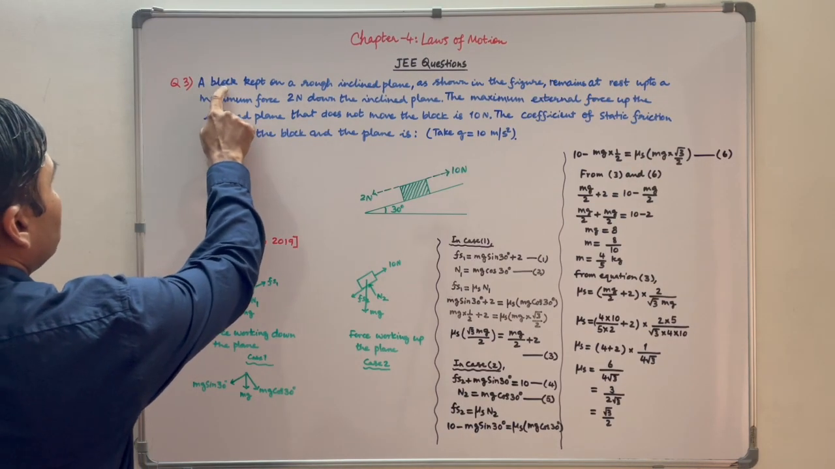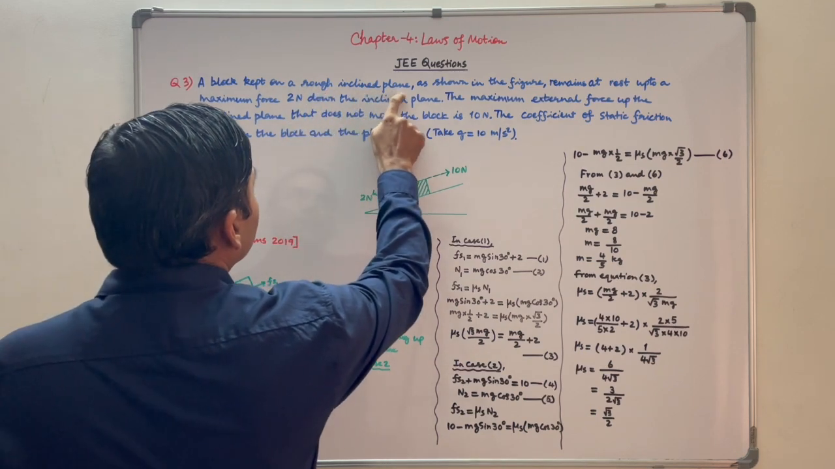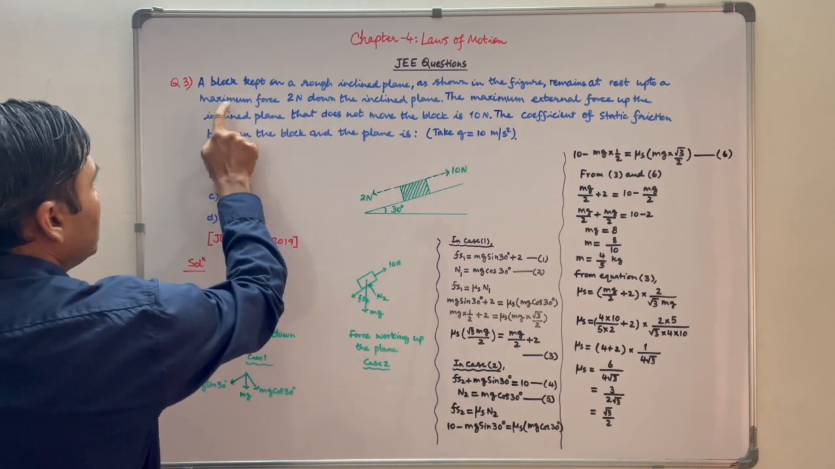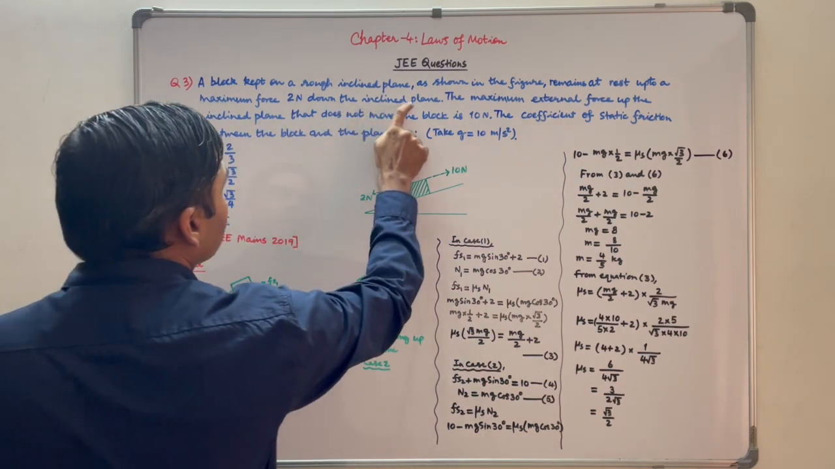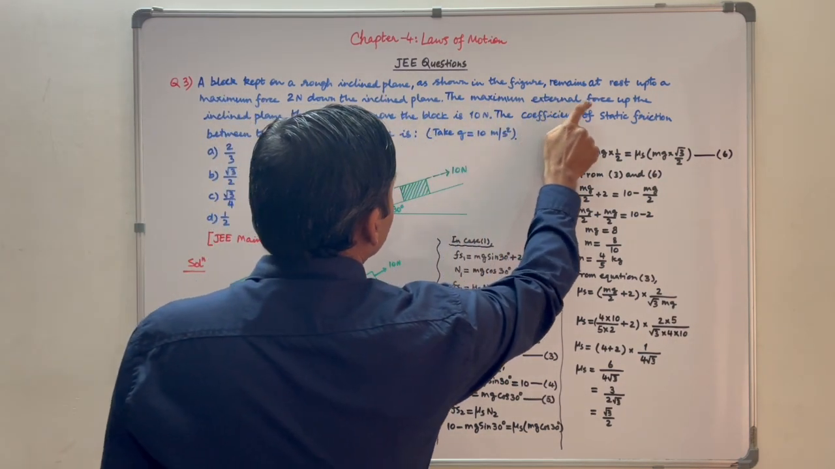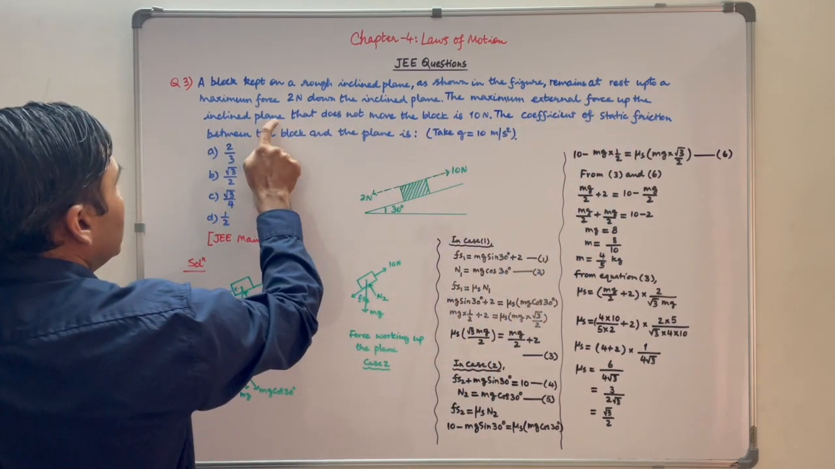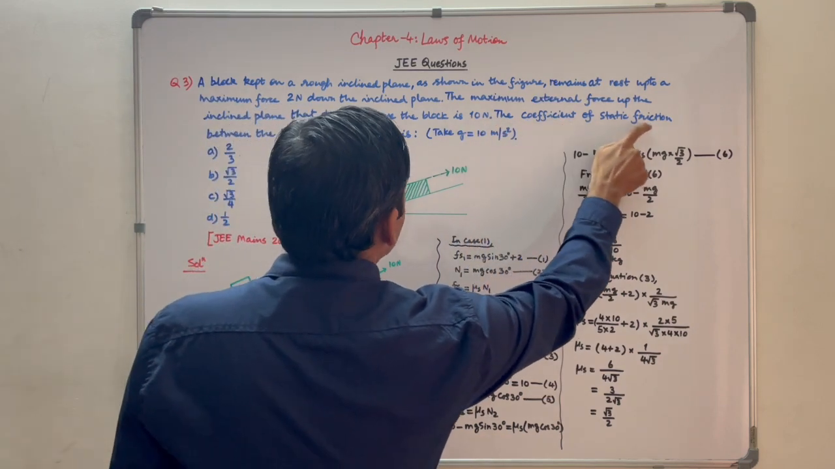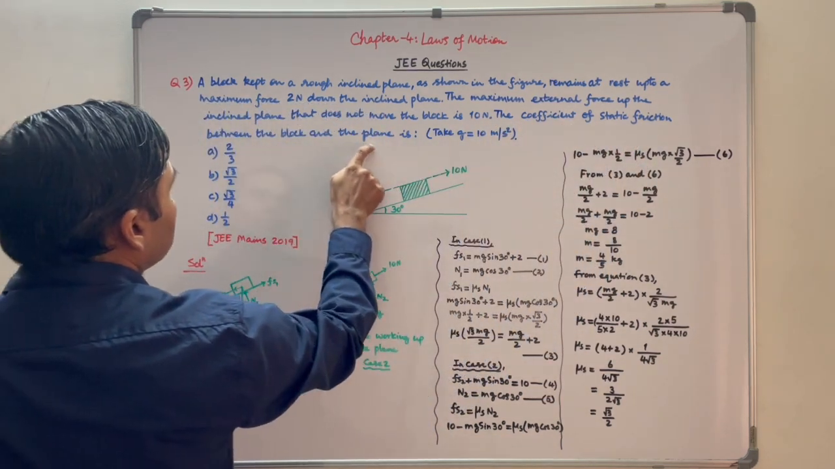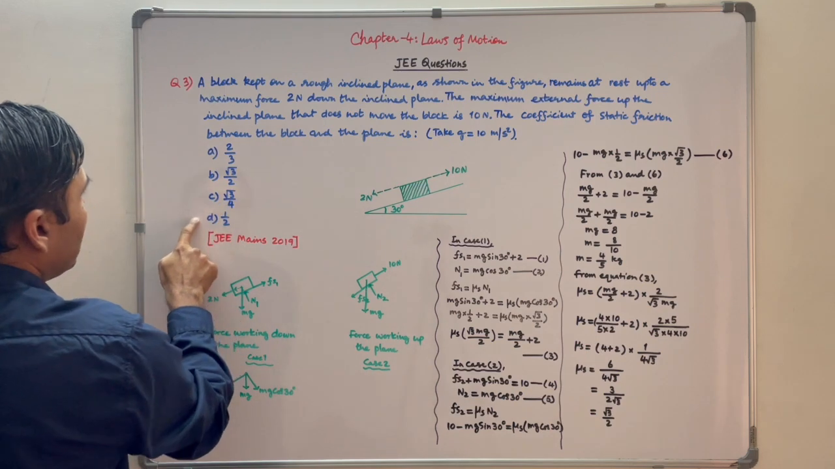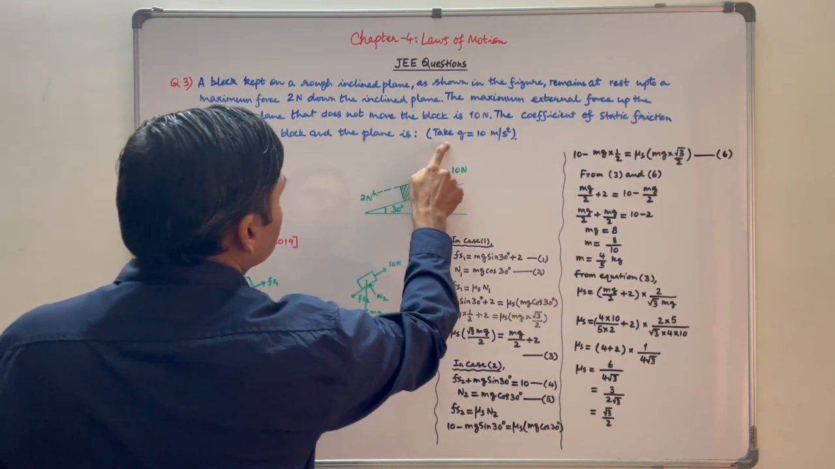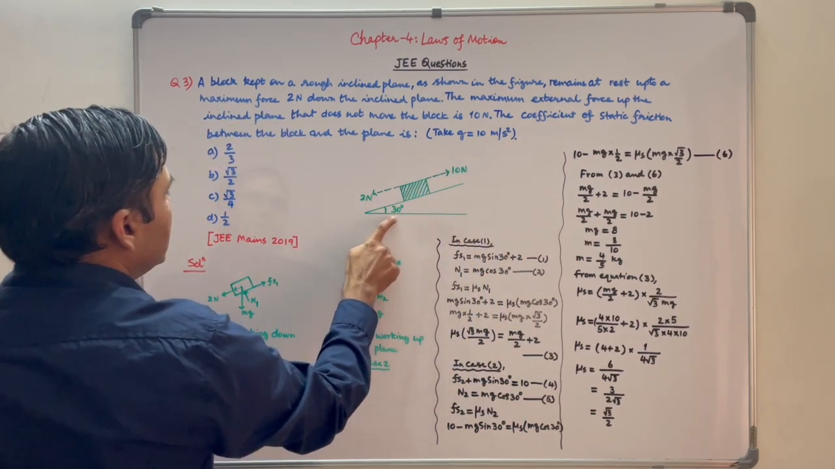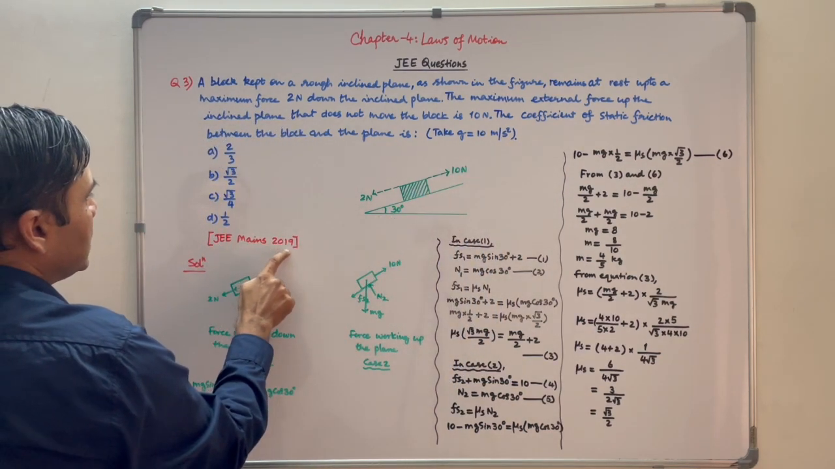Third question: a block kept on a rough inclined plane as shown in the figure remains at rest up to a maximum force of 2 Newton down the inclined plane. The maximum external force up the inclined plane that does not move the block is 10 Newton. The coefficient of static friction between the block and the plane is. These are the options given. Take g equal to 10 meter per second square. This is the figure given. This question appeared in JEE Mains 2019.